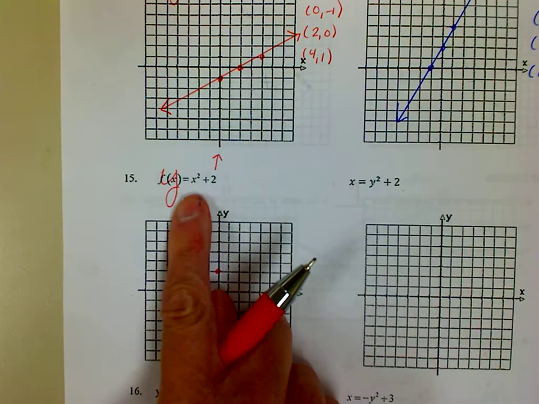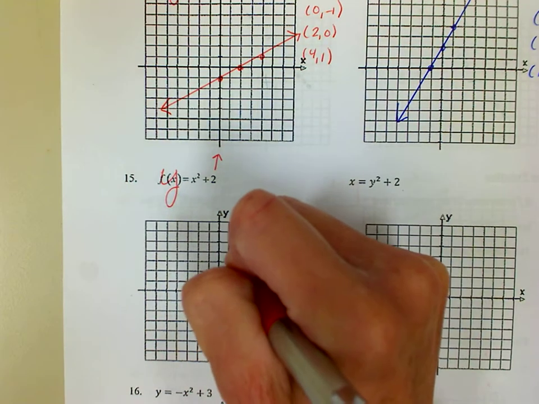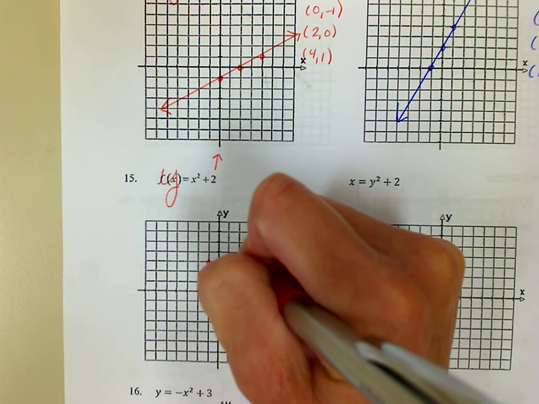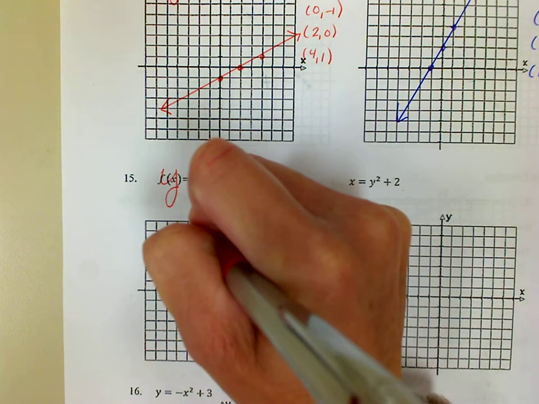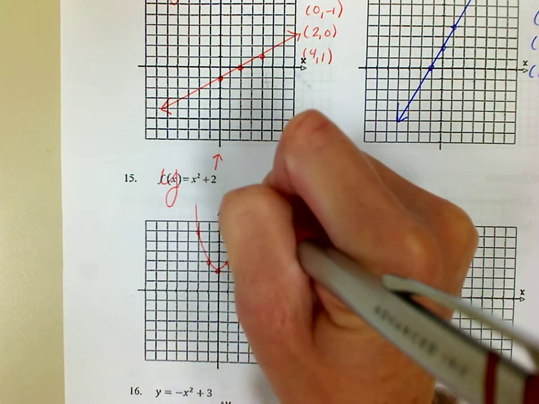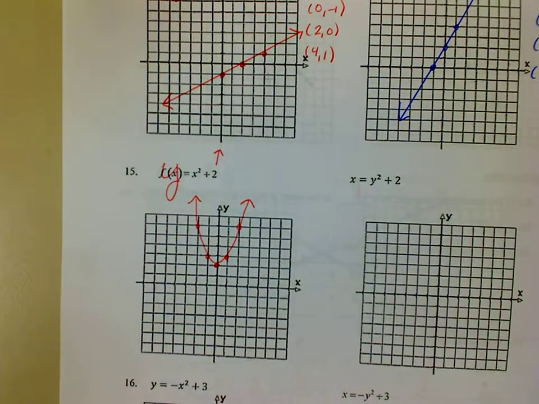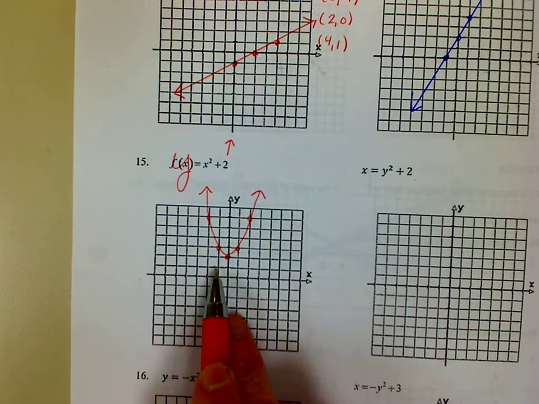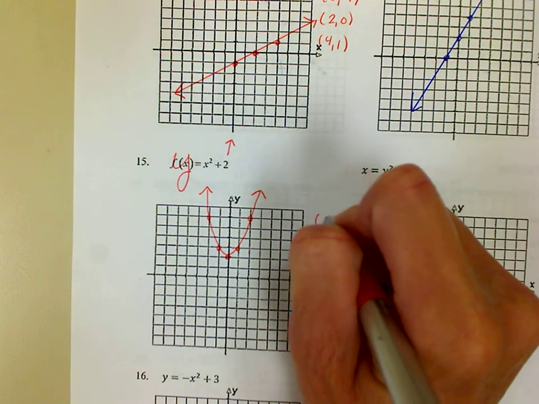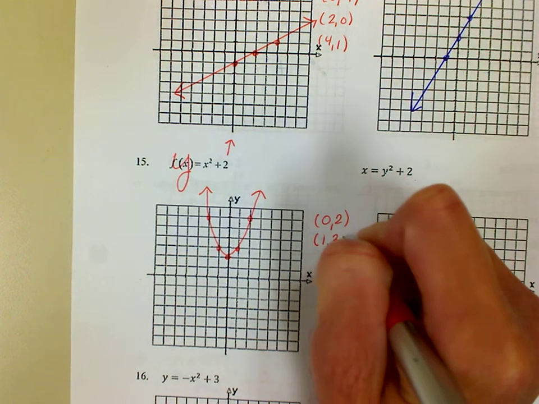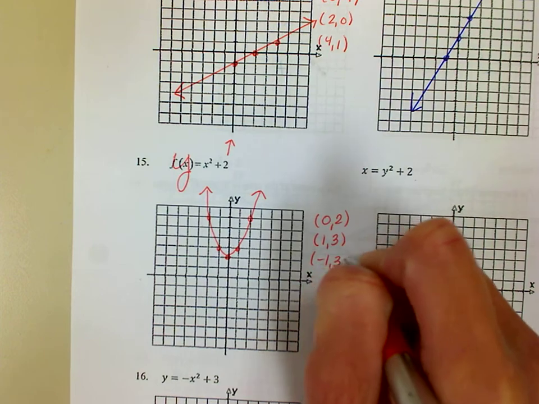And this x squared means it's a parabola. So over 1 up 1 in both directions, and then over 2 up 4 in both directions. Okay, now if I want the inverse, I'm going to pick 3 ordered pairs on this graph, probably the ones that are clustered together. So 0, 2, 1, 3, -1, 3.